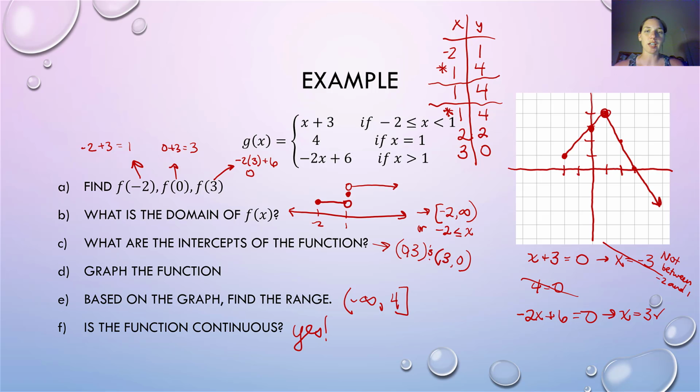And I drew, you can kind of tell that I drew the big open circle here, and then I filled it in, and then I went on from there. So that just tells us that it is set up properly. It's okay for it to overlap like that. So then the range is everything 4 and lower, so including 4. And the function is continuous. I don't have to lift my pen up to keep tracing it if I wanted to.